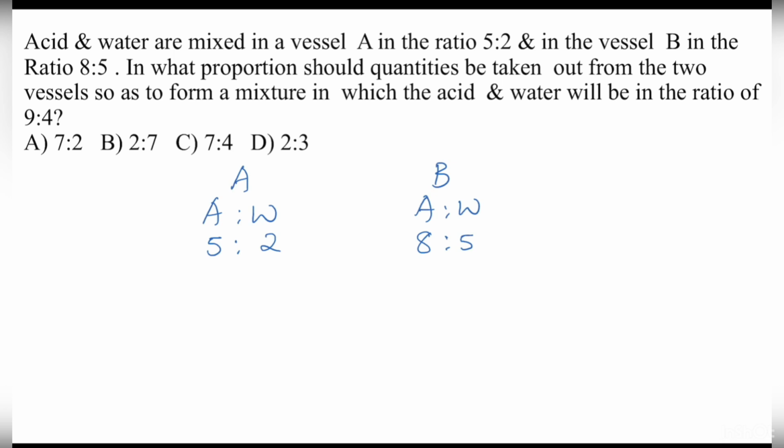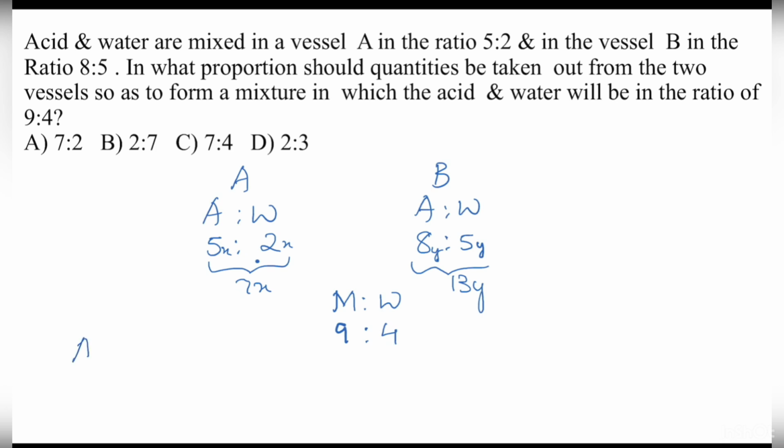Now, in what proportion should quantities be taken out from the two vessels so as to form a mixture in which the acid and water will be in the ratio of 9:4? So, in a new vessel, how much quantity of this and this should be taken out so that acid and water are in the ratio 9:4, they are asking. Okay. Now, if I say this is 5x and 2x and here it is 8y and 5y, then the total is 7x here and the total is 13y.